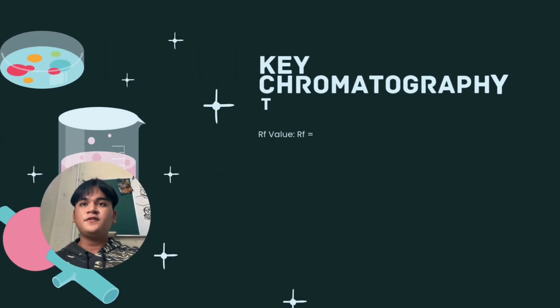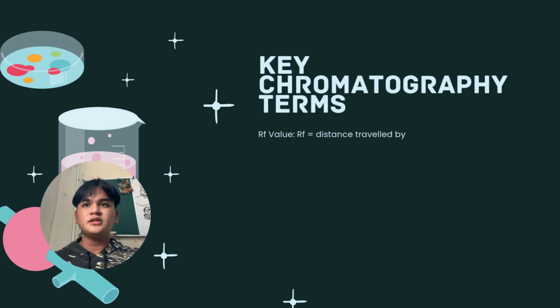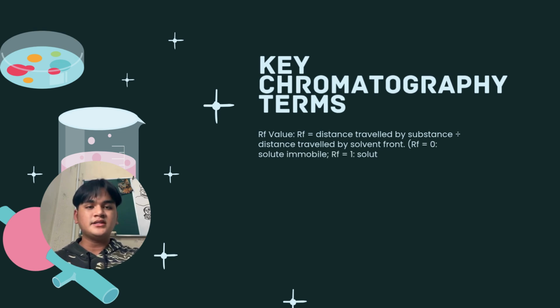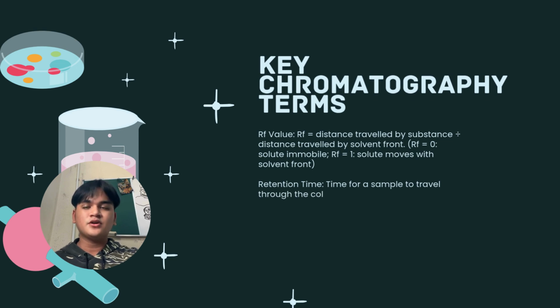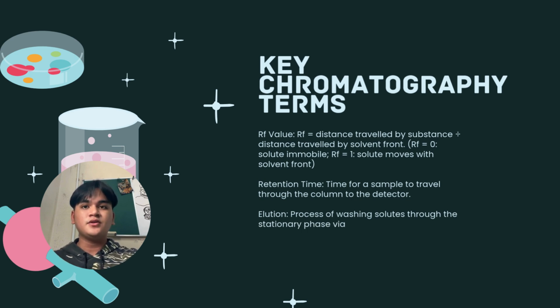Next, there are a few essential vocabulary terms and metrics needed to measure and understand our chromatographic results. The first major term is the Rf value, or retention factor. We calculate this by dividing the distance traveled by the substance by the distance traveled by the solvent front. It gives us a strict numerical scale. An Rf value of 0 means that the solute is completely immobile and did not move at all, while an Rf value of 1 means that the solute moved perfectly alongside the solvent front.